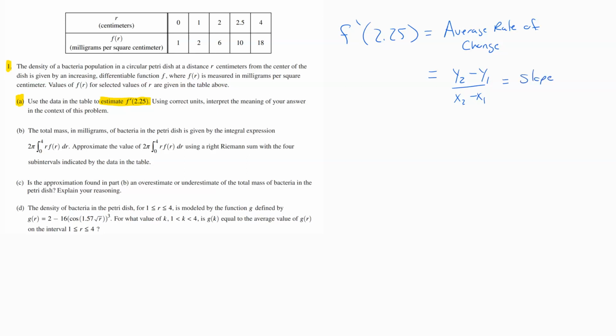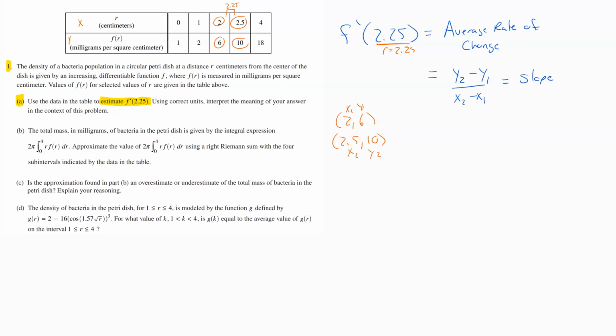So what you do is you go up to your table and you say, okay, where does this value live? These are our x's on top and essentially our y's on bottom. So this is an r value of 2.25. You'd look at your table and say, okay, 2.25 is going to live in between 2 and 2.5. So those are the points we want to use to run a standard slope setup. My first point would be 2, 6, and the second point would be 2.5 and 10. So there's x1, y1, x2, y2.